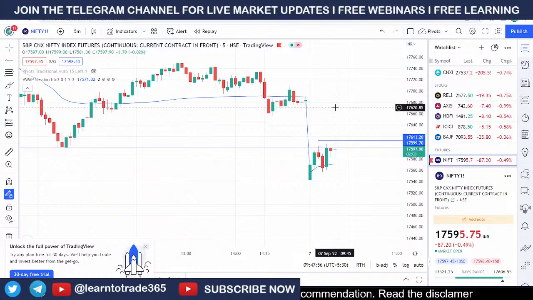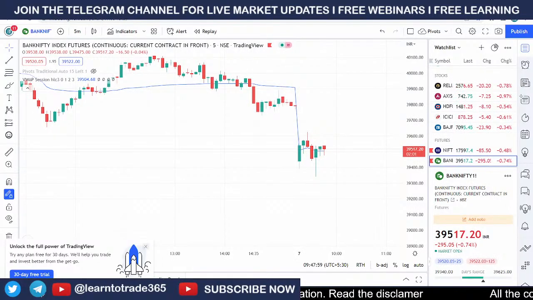Two more minutes are left for the candle to close. Bank Nifty is trying to take some more time above the VWAP. That's a good sign.